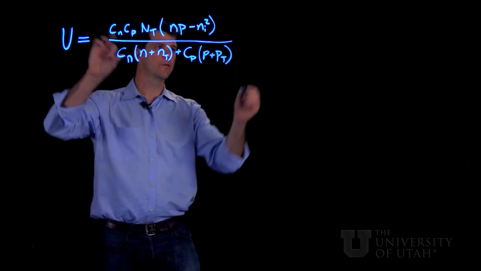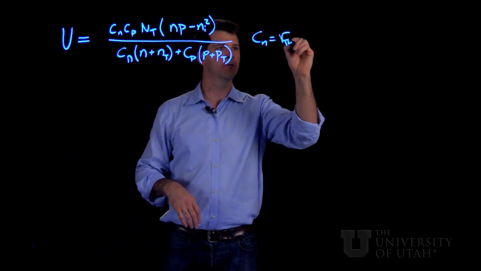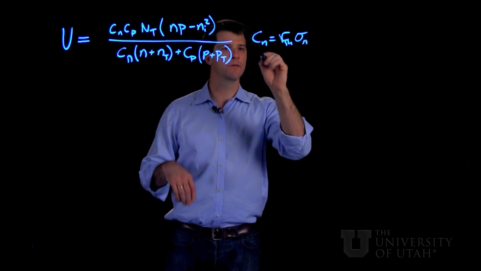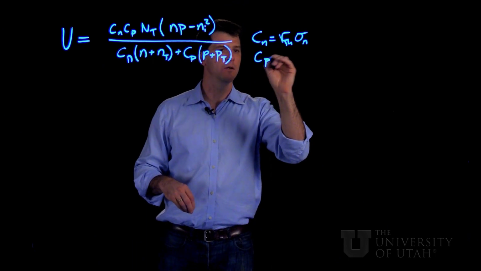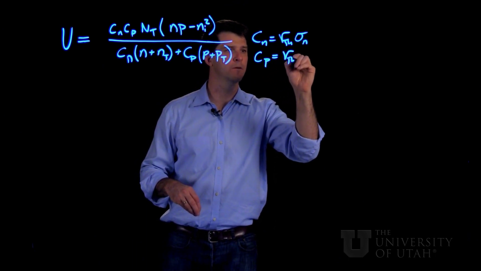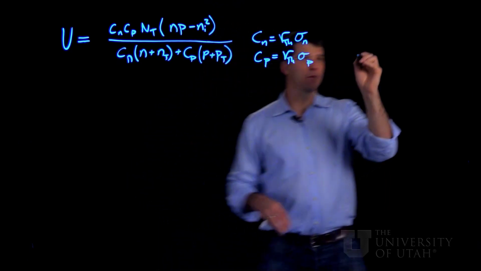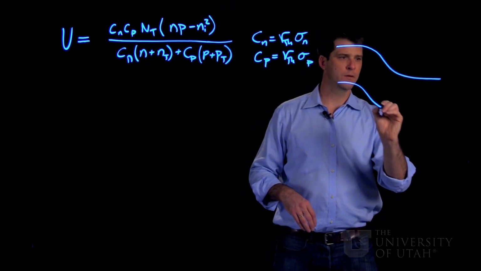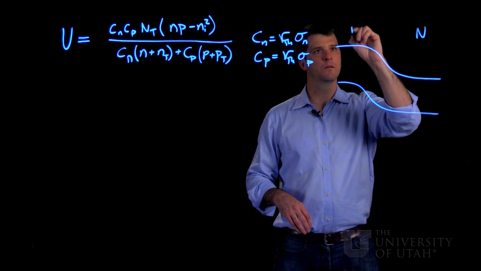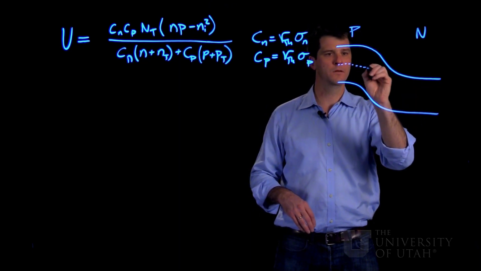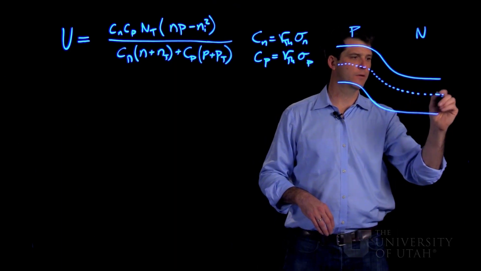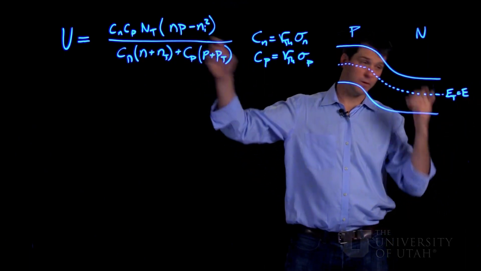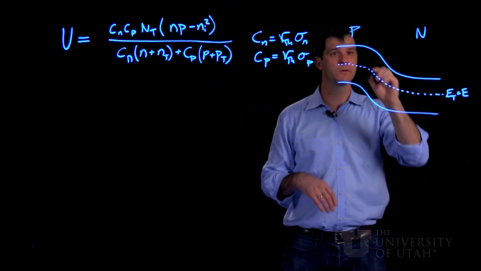Now defining terms again, the Cn is the thermal velocity of the electrons times the capture cross-section for electrons of this hypothetical trap we're putting in, and similarly for holes. So we're going to look at the band diagram for the p-n junction, and we're going to put in this trap level in a special way. It turns out that E trap equal to Ei maximizes this recombination rate. So this will be a worst case scenario assumption.